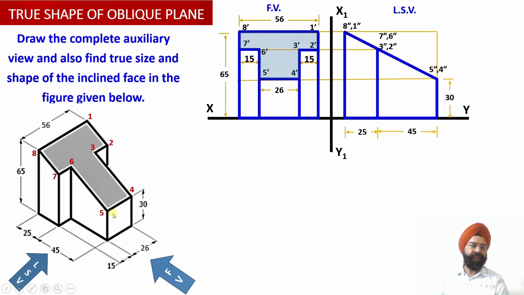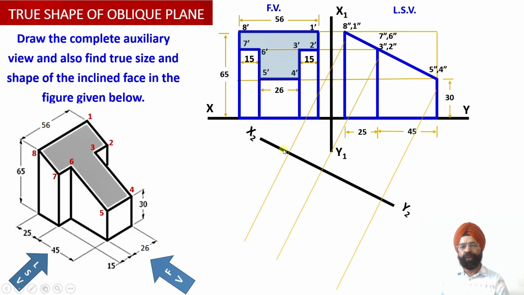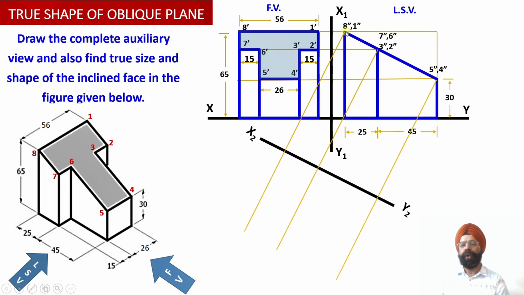And finally, when I look at the solid from this end, 5'' and 4'' will be obtained over here. Now I am going to draw an auxiliary plane which will be parallel to this edge view of the inclined section surface. Now I am going to draw projectors through all of these points, and these projector lines will be perpendicular to this AIP.